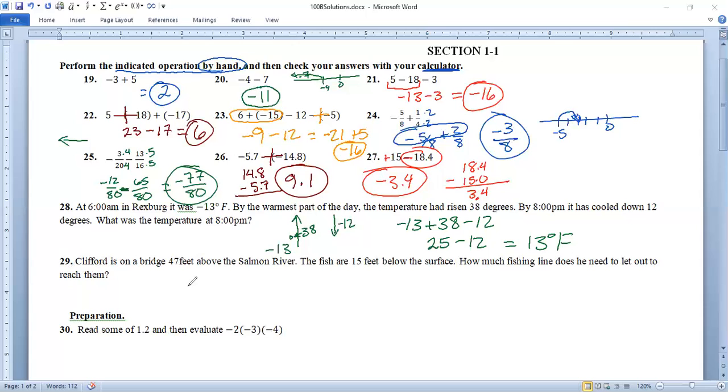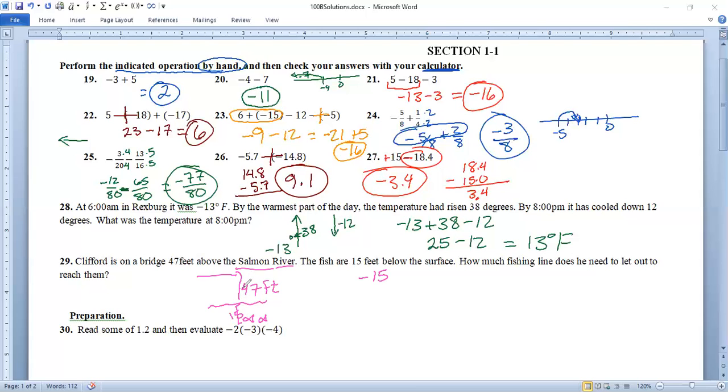All right, number 29. So Clifford, the big red dog, is on a bridge. So here's the river down here. Here's the bridge level up there. This is 47 feet above the Salmon River, central Idaho there. The fish are down at 15 feet below the surface, so negative 15, which means they're down here. Let's draw a little fishy. There we go. And they're down 15 feet.